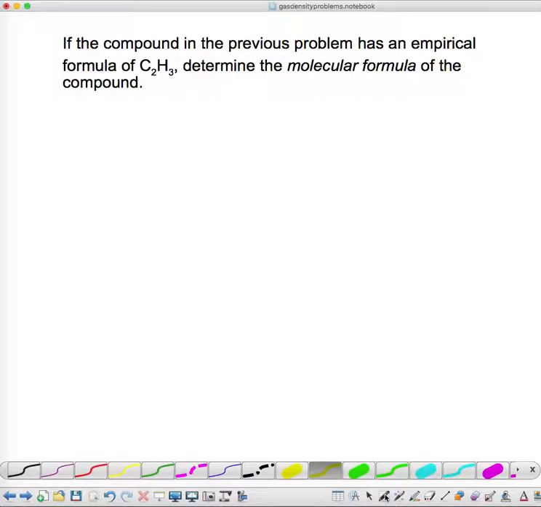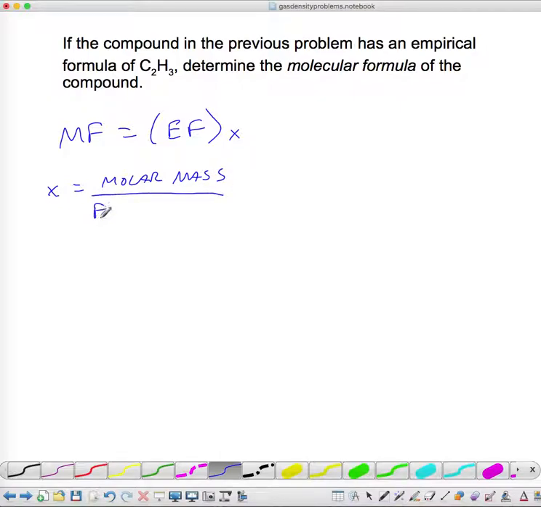Well, this is a review from a couple of months ago, but you should remember this. The molecular formula is the empirical formula multiplied by some integer x. That integer x is simply the ratio of the molar mass to the empirical formula mass. In this problem, you were given the empirical formula, but I assume that you know how to calculate it if you're given the masses of each element present in the compound or the percentage composition by mass. If not, go back and review.